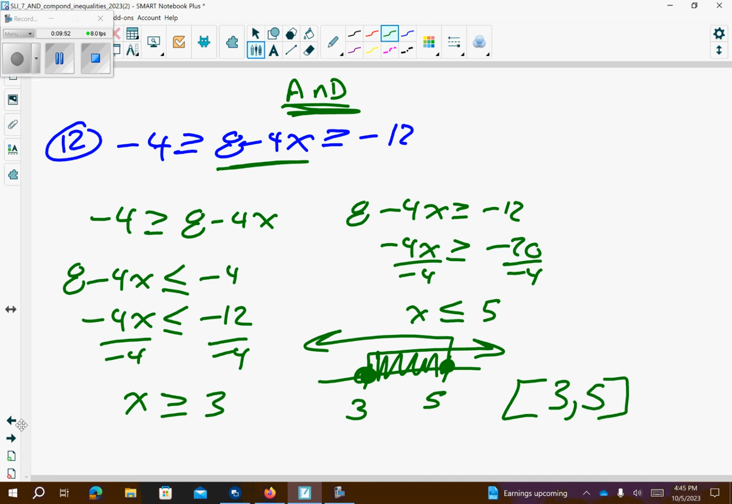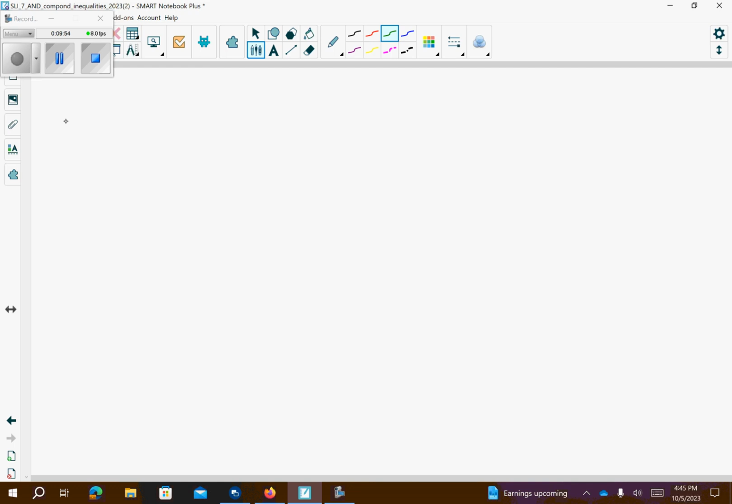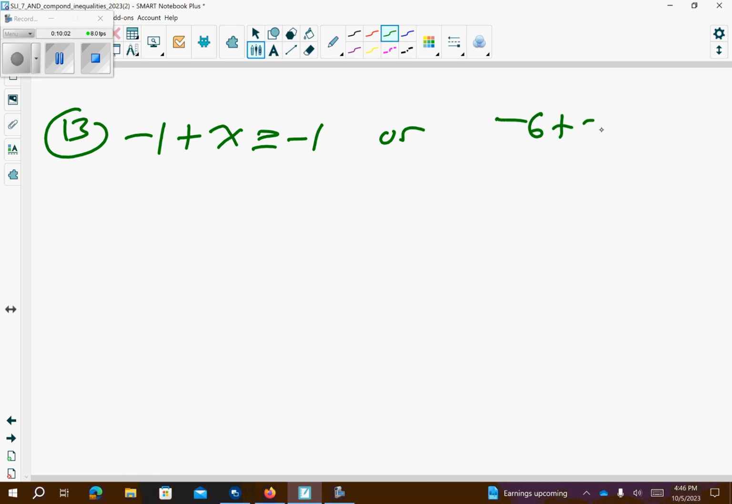solid dots. Number 13, I have -1 plus x is greater than or equal to -1, or -6 plus x is less than -12. Again, it's an or problem, so let's solve it. So let's add 1 to both sides here, so I get 0. I'm going to add 6 to both sides here, so I get that.